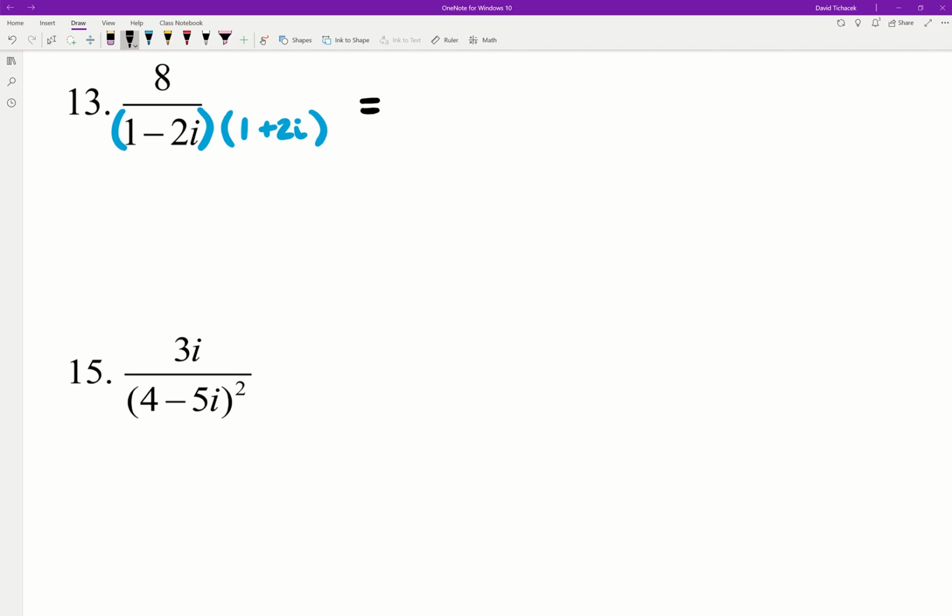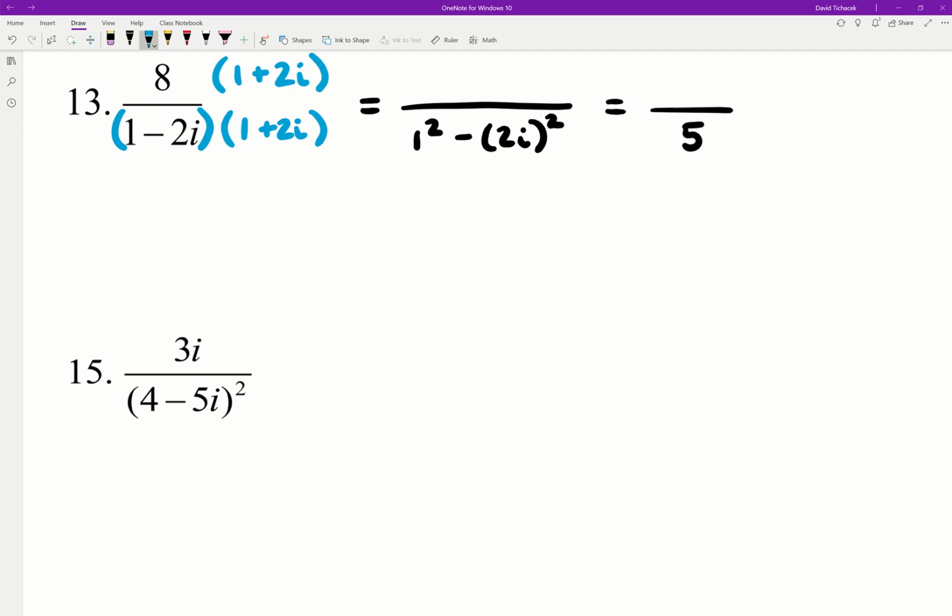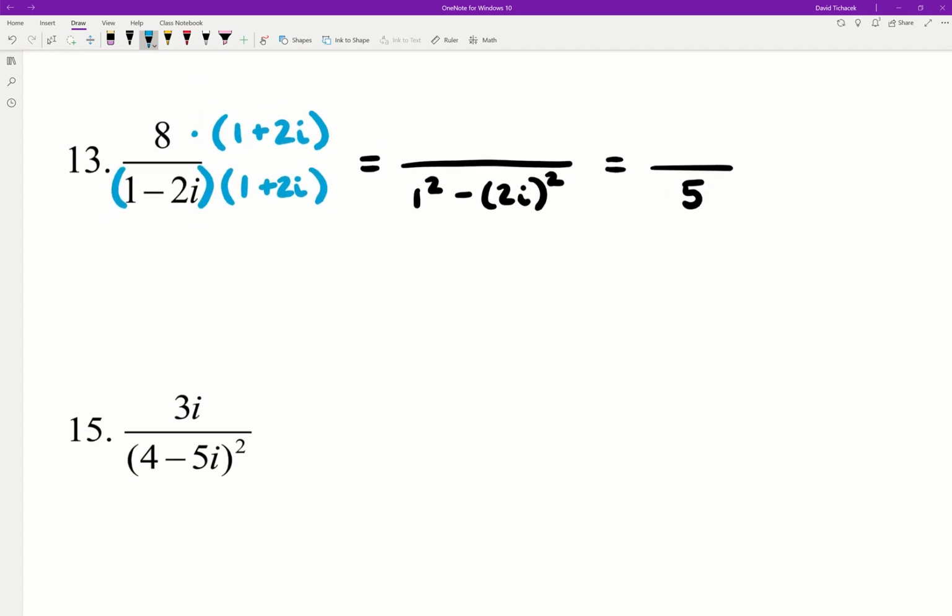I'm not going to write out the whole formula here, but that is going to be 1 squared minus 2i squared. And if you do the math on that, just like we did in the previous example, what this is going to turn into is a simple 5. Okay? And remember that whatever you do to the bottom, you also have to do to the top. So I'm going to go ahead and multiply the top times 1 plus 2i as well, in which case you would think about that, of course, with the distributive property.